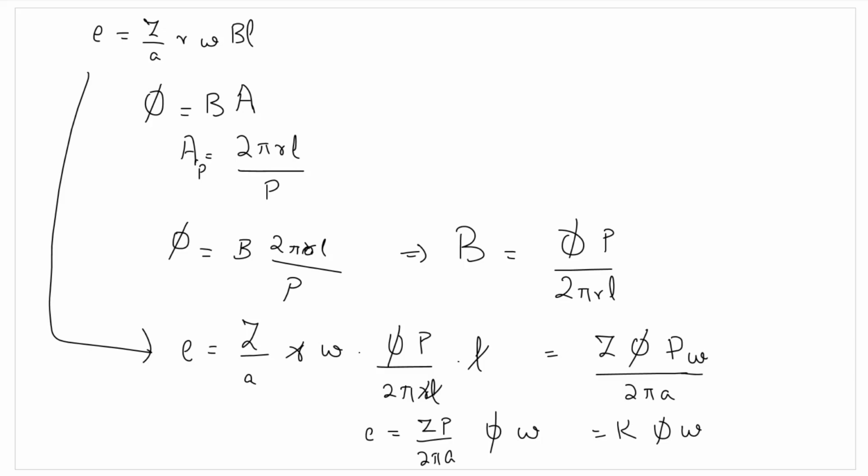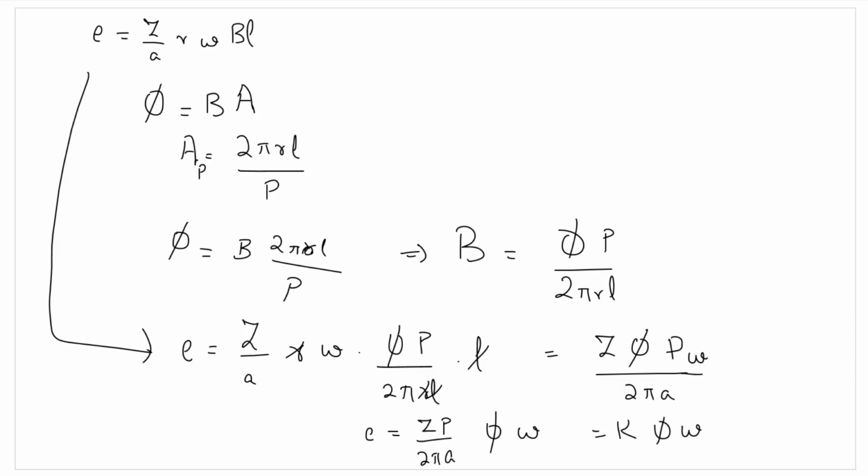So we can see that induced voltage is directly proportional to flux and speed. So if the speed of rotation is more, induced EMF will be more. Similarly, if the magnetic flux generated is more, if the field voltage applied is more, induced voltage will be more.